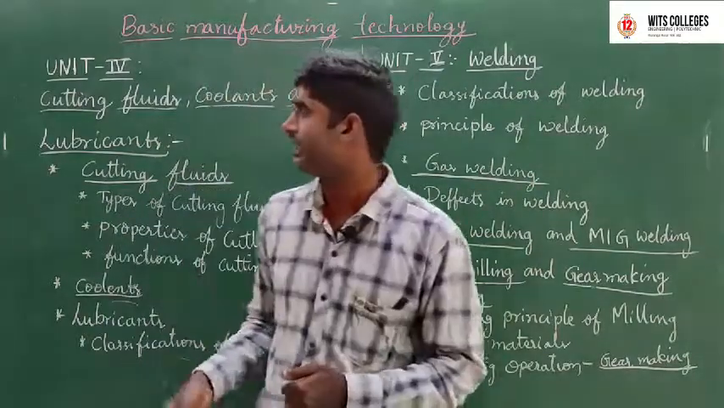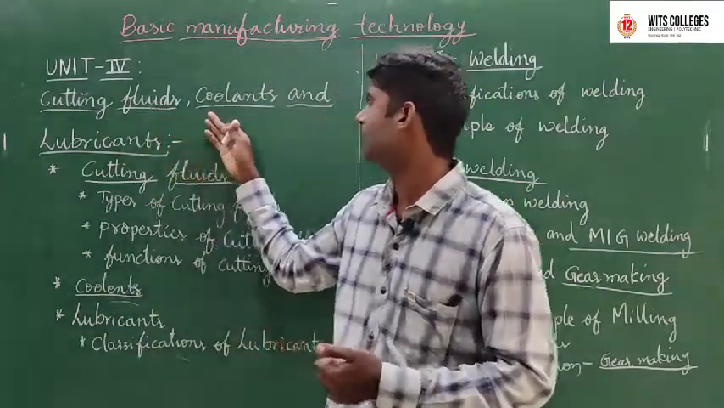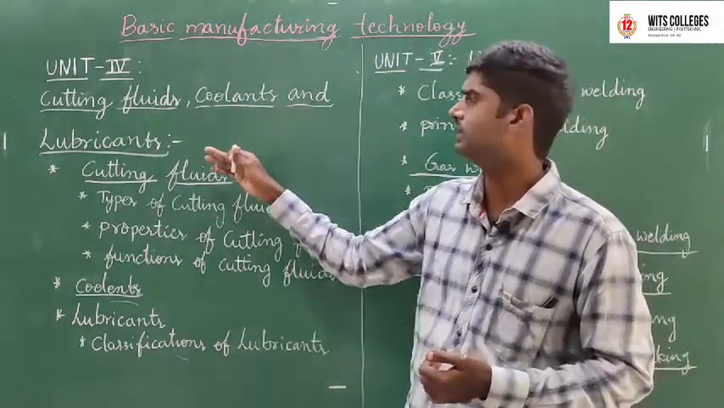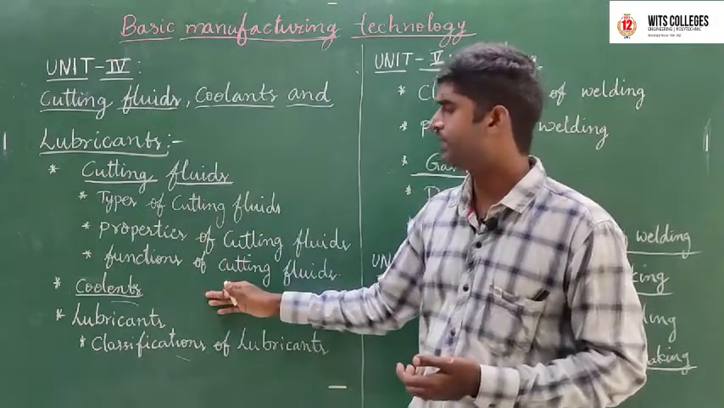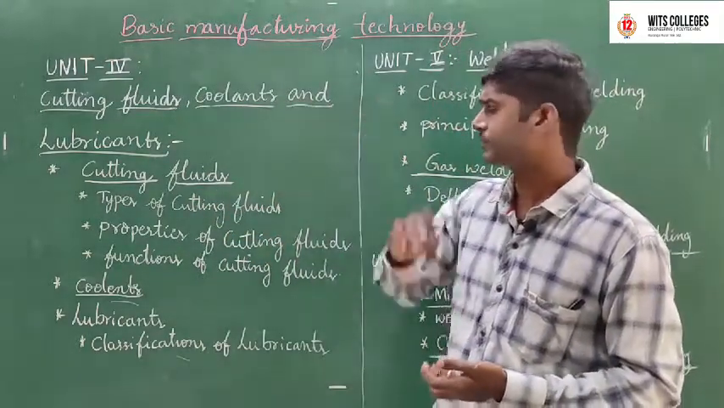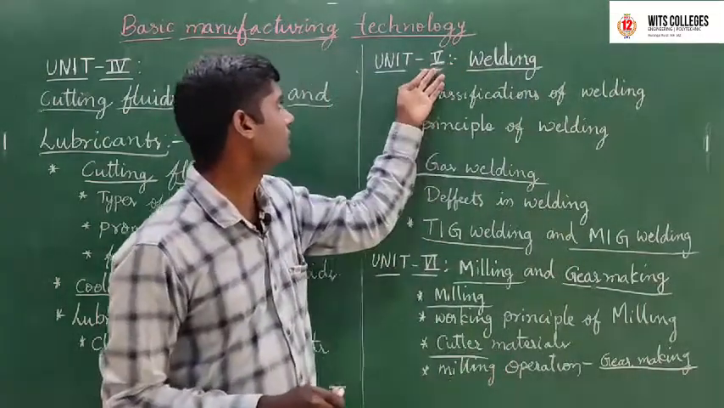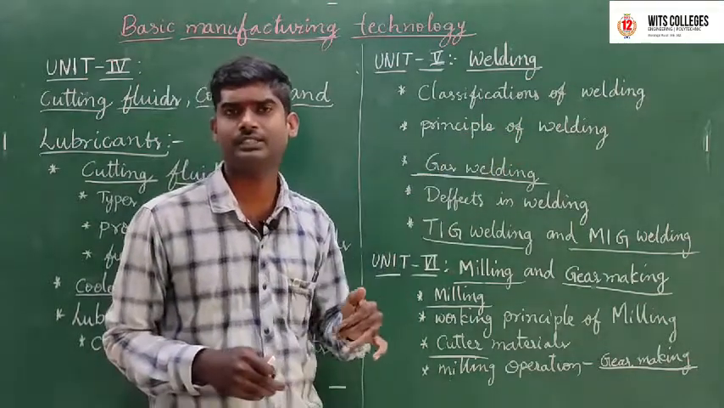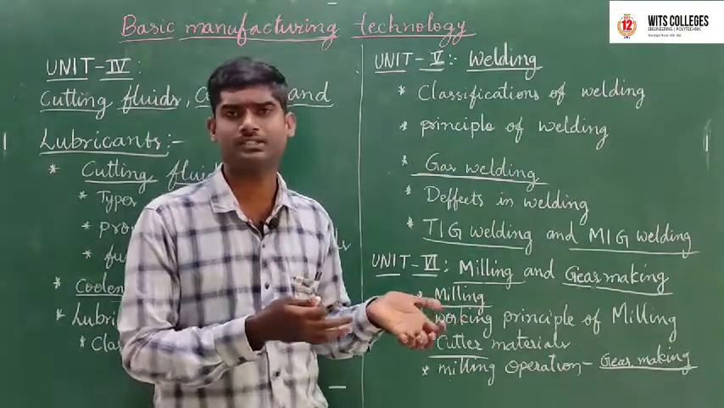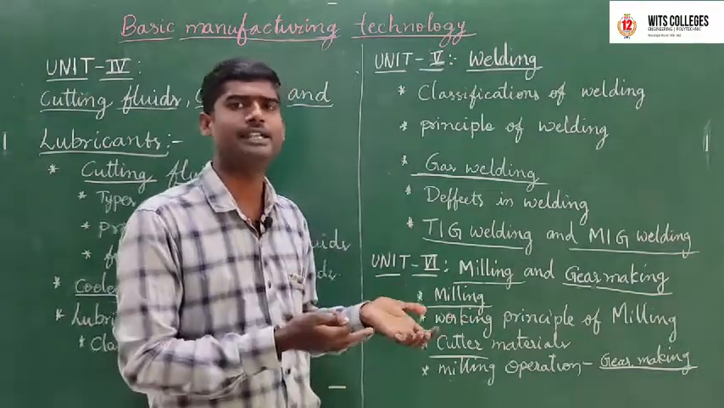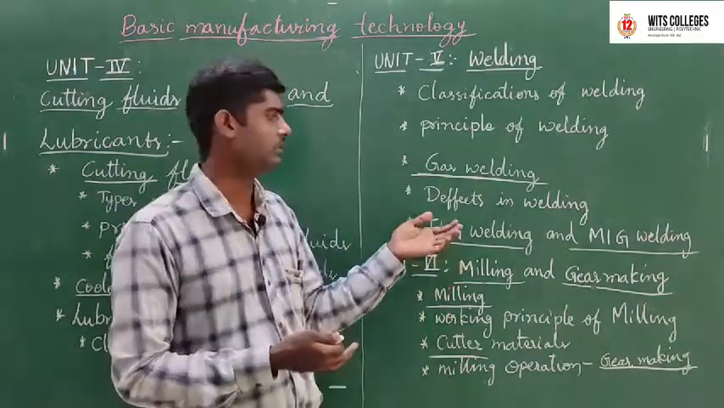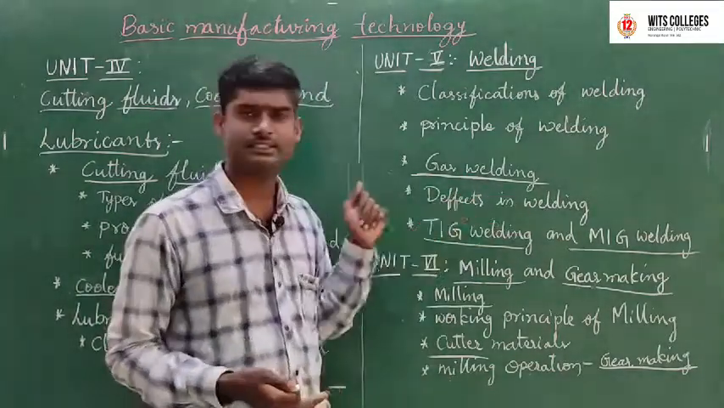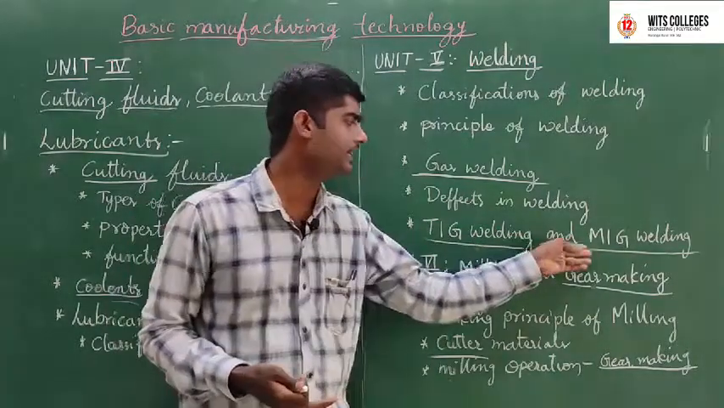Okay, let's see again. The 4th unit is cutting fluids, coolants, and lubricants. In the 4th unit, we are going to discuss cutting fluids, lubricants, coolants. Next one, the 5th unit, is welding. In this fifth unit, classifications of welding. What are the important classifications? Arc welding, gas welding, TIG welding, MIG welding. Next, what is gas welding? What are the uses and defects of welding, defects in welding, TIG welding and MIG welding.